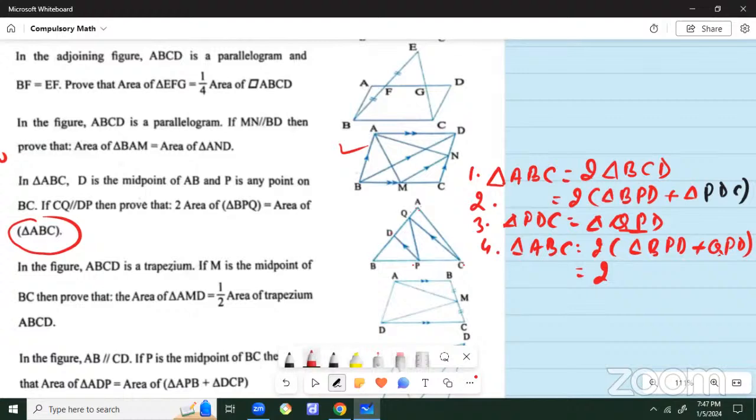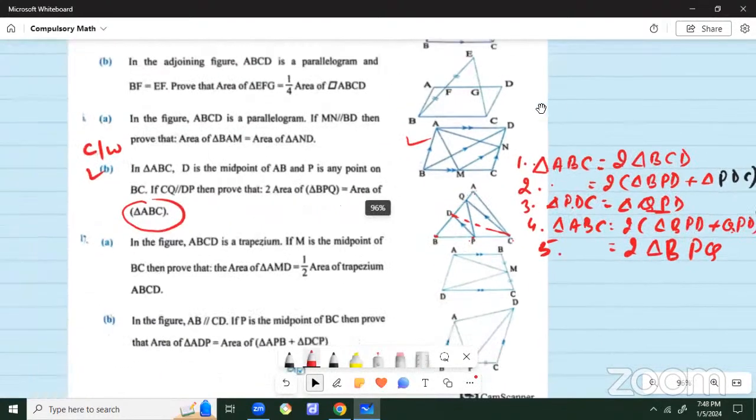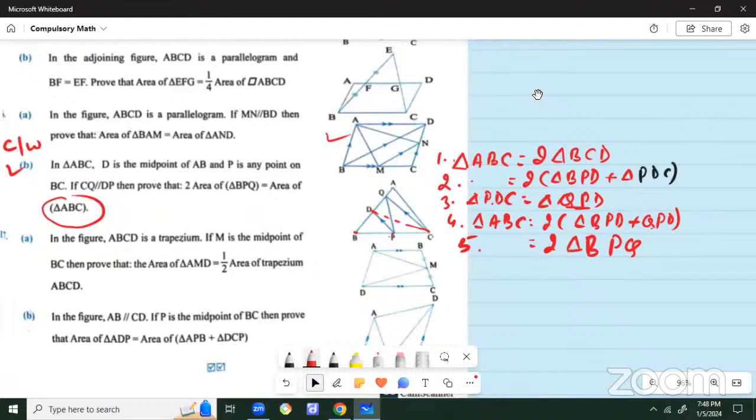After joining these two triangles, what are we supposed to get here? BPD and QPD. What is the sum of these two triangles? Triangle BPQ, yes, which we have to prove. So in how many steps? 1, 2, 3, 4, or let's say 5 steps, we can prove the theorem. Just quickly write down the required valid reasons for this theorem, and let's move to another theorem.